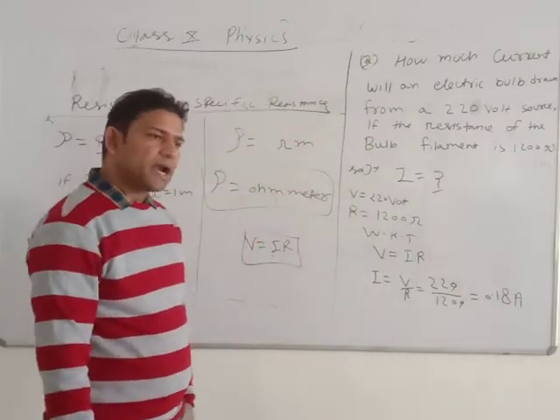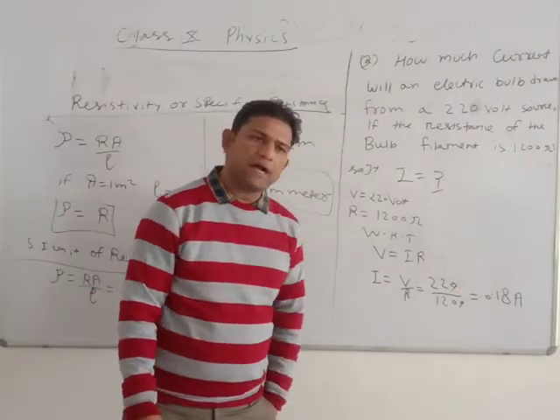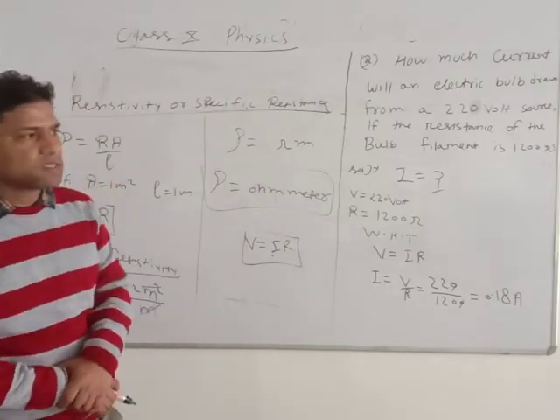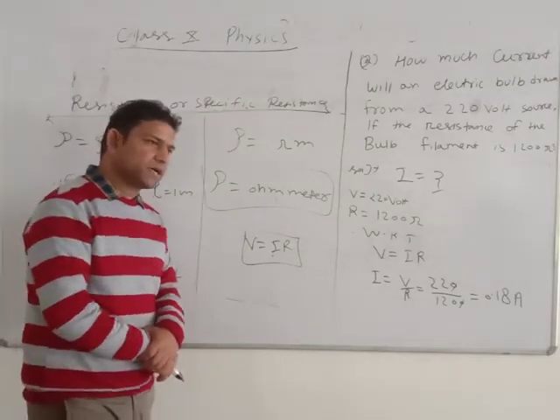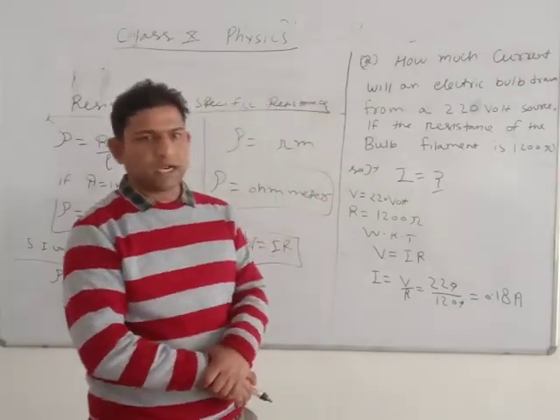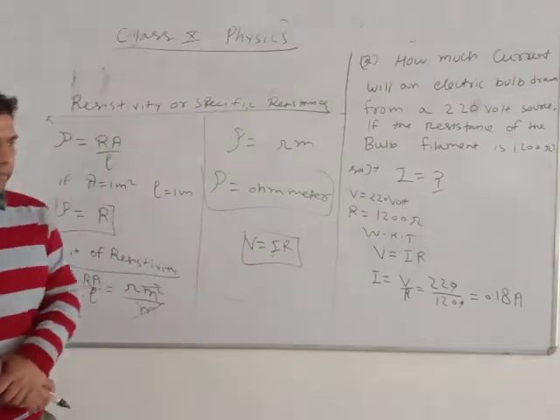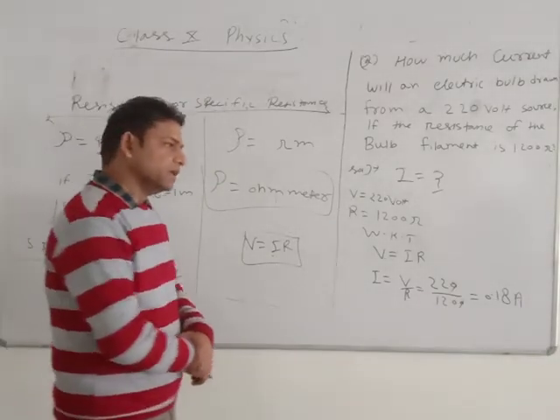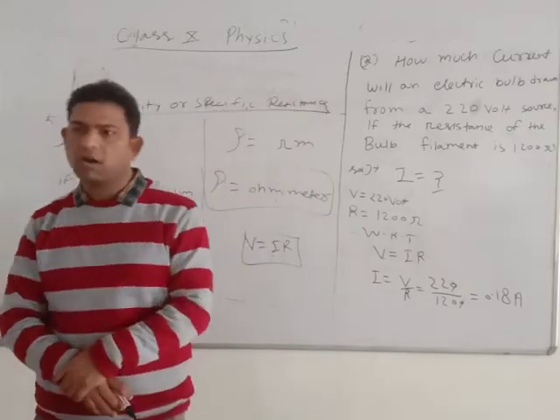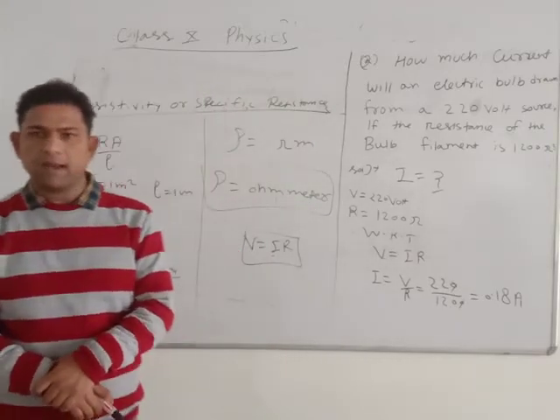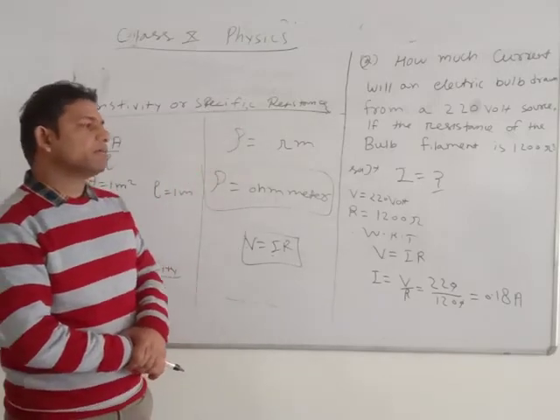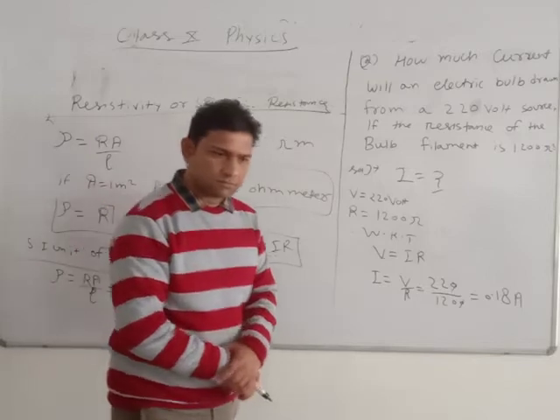Student, current is measured by an ammeter, and an ammeter is always connected in series because it is a low resistance device. A voltmeter is always connected in parallel because a voltmeter is a high resistance device. The advantage of series and parallel circuits is, in a series circuit, if one device is faulty, then all devices do not work, and in a parallel circuit, if one device is faulty, then the other devices can also work.